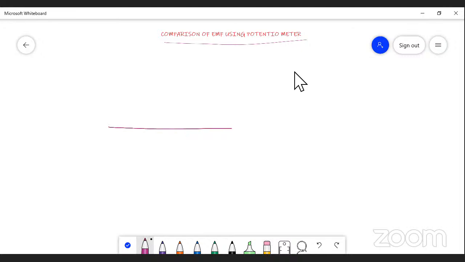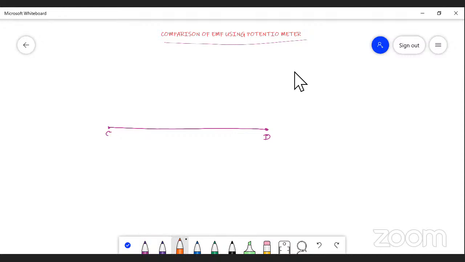CD be the potentiometer wire. A potentiometer wire is basically 10-meter long. And what is the need for having a 10-meter long potentiometer wire? That we shall discuss afterwards. So CD is shown in one color.